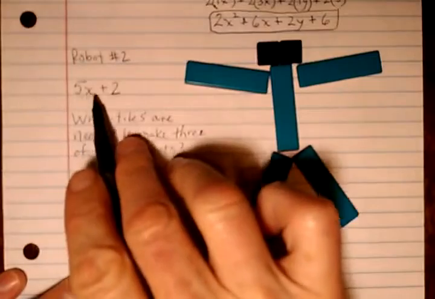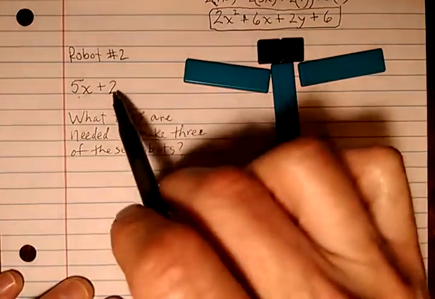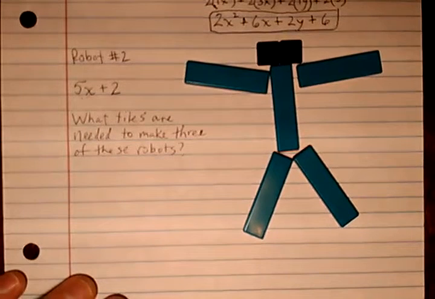See if you can take the expression that we used for one robot and use the distributive property, multiplying times 3 to figure out what we would need for 3 robots. Go ahead and pause it and try that on your own. When you're done, start the video again, and then you can see my answer.